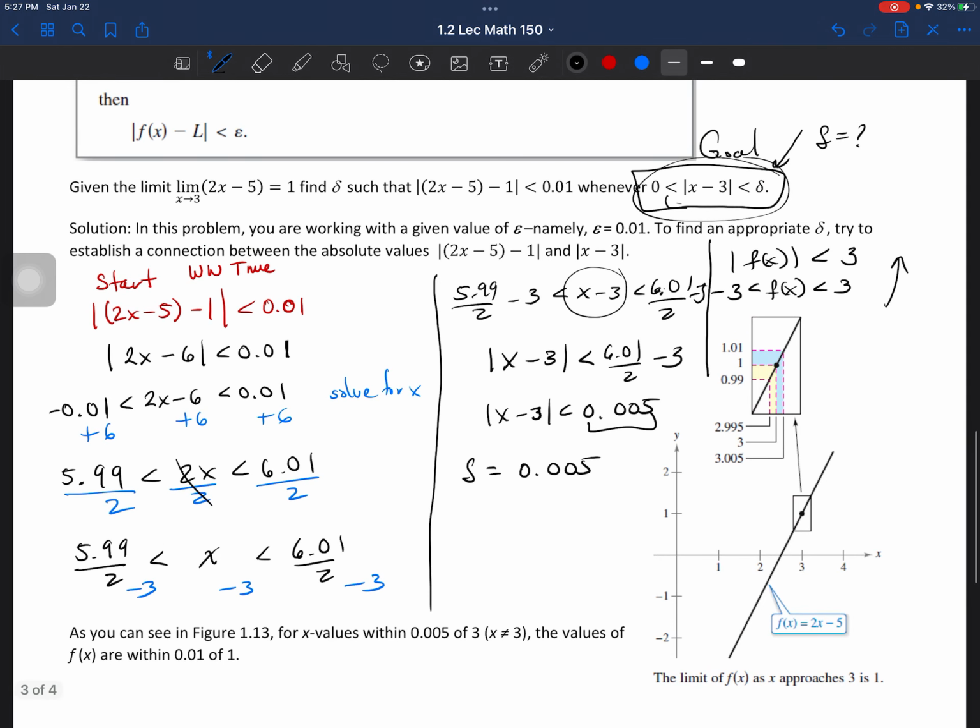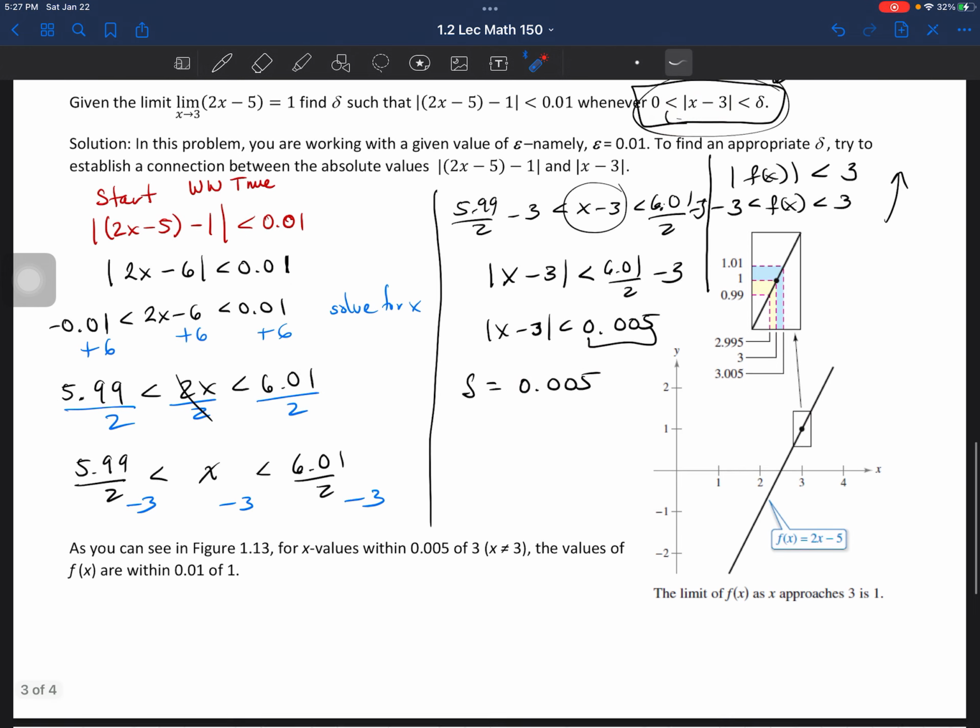So what it means is, in order for this to happen, how close does x and 3 need to be? In order for this to happen, x and 3 need to be this close. The difference between x and 3 needs to be this close. And that's pretty much it for this.